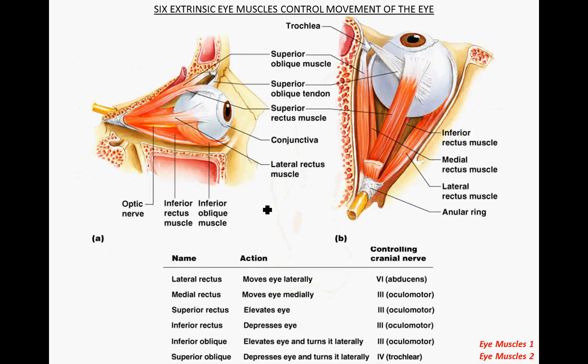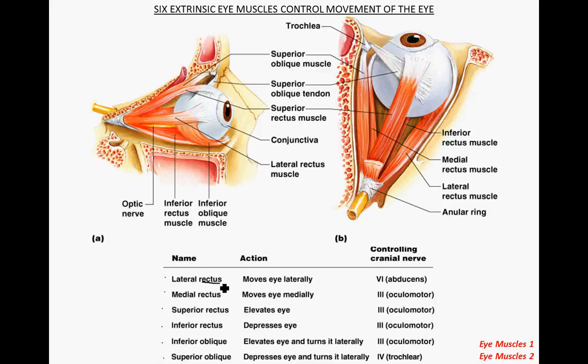All right. Moving on to the muscles that move the eye. There are 6 muscles that move the eye, and they are named for the location of them. First off, here they are down here: 1, 2, 3, 4, 5, 6.